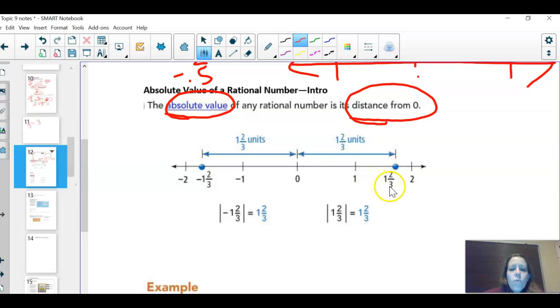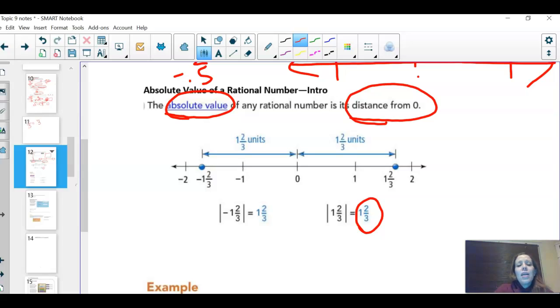So I have 1 2/3, 1 y 2/3, y negativo 1 y 2/3. So we have 1 2/3, and we have negative 1 2/3. They are the same distance from 0. So 1 2/3 is 1 2/3 from 0. Así, 1 y 2/3 es, la distancia es 1 2/3 desde 0. Y entonces el valor absoluto es 1 y 2/3. So its absolute value is 1 2/3.